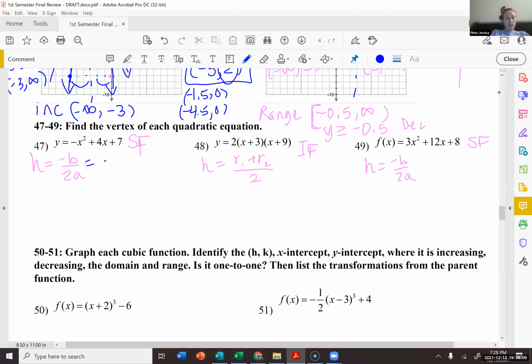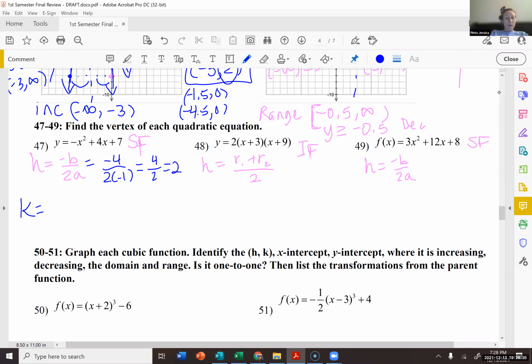So that's going to be -4 over 2 times -1. And that's a negative divided by a negative. It's going to be 4 over 2, which is 2. So see how I canceled out the negatives? All right, now I've got the 2, and the work to find k is always plug the h value in.